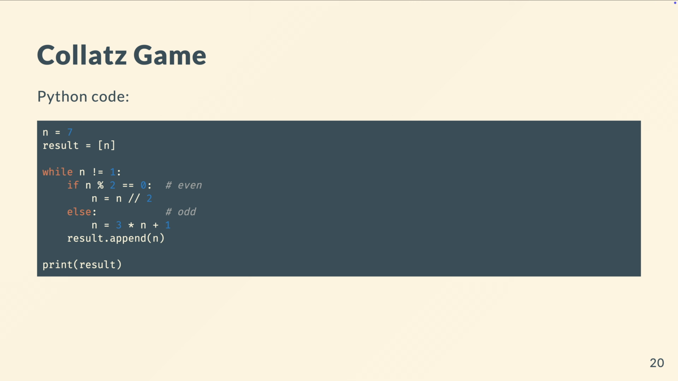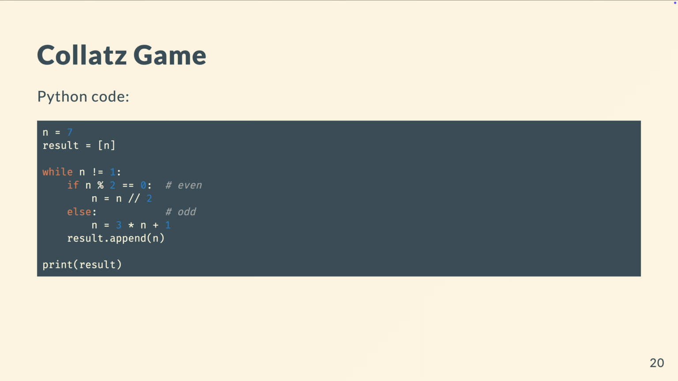Let's turn the idea into Python code. The input is n equal to 7. We make a list called result, and we put n into the list as the first item. Then the while loop. The loop condition says, while n is not equal to 1. So the loop keeps going until n becomes 1.